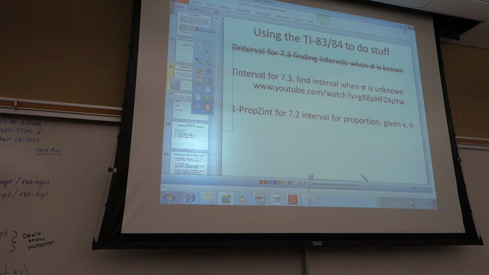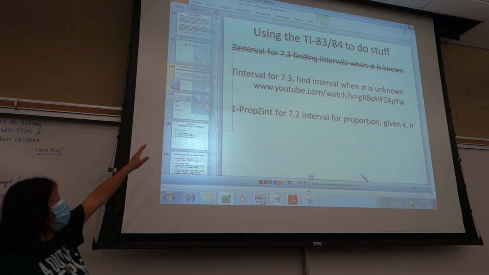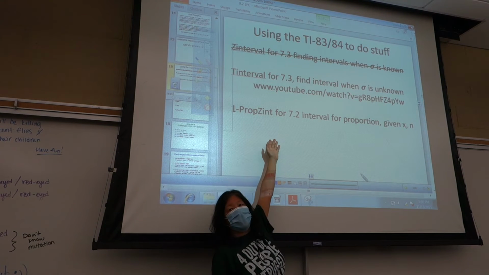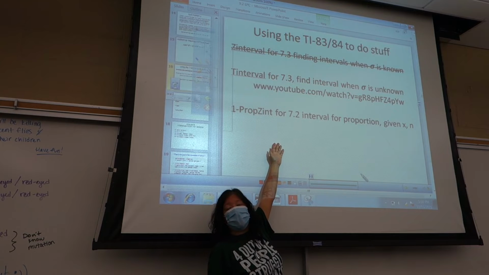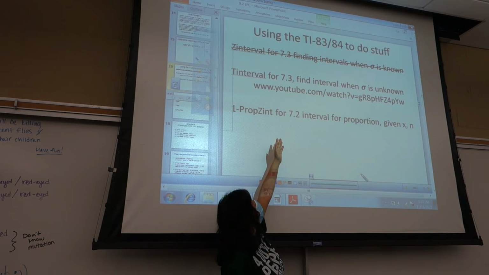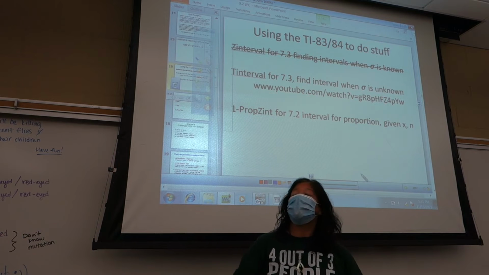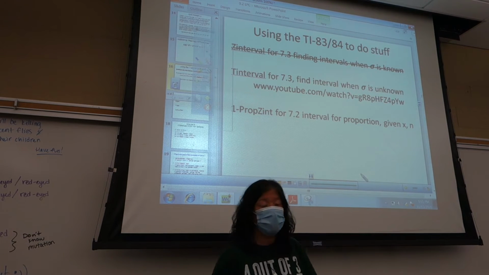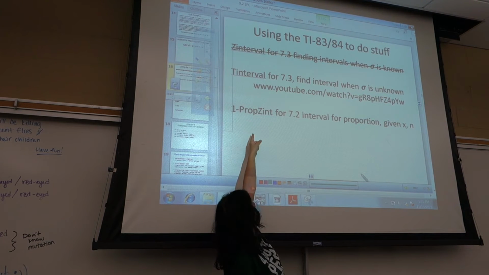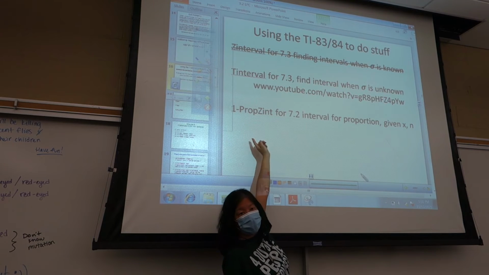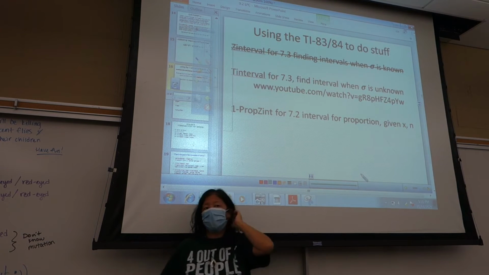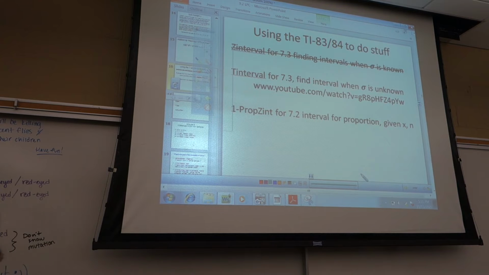All right, so you said 83, 84 to do stuff. Remember, if it's an interval, that's for confidence intervals. The ones that end with the word test are for a hypothesis test. T interval, that's for means. One proportion, prop Z interval, that's for proportions. If it has a 2 in front of it, that's for chapter 9, which we're going to get to a little later on.